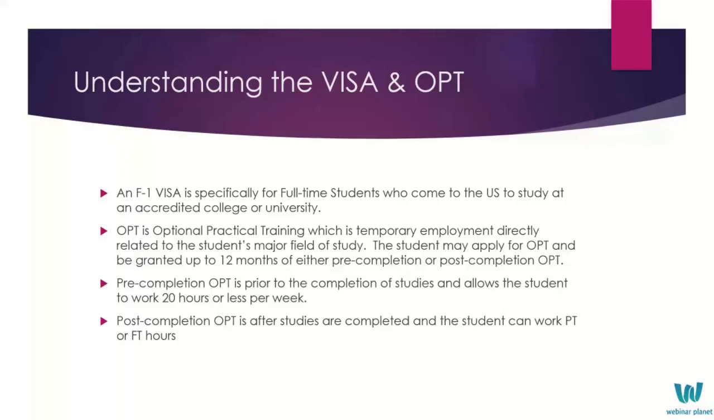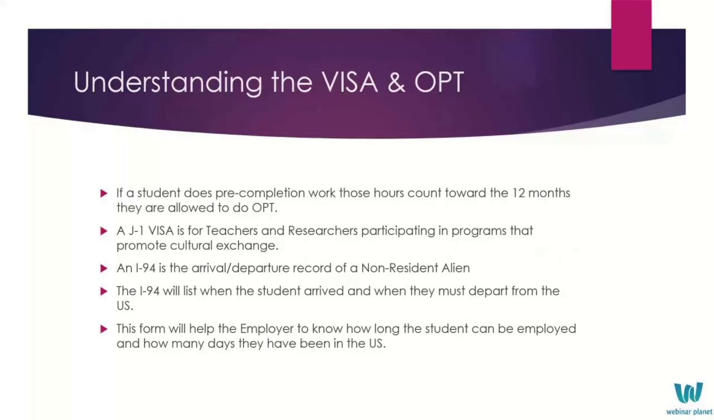But the OPT is important because it does come into play when you're looking at their tax and how they're supposed to be treated. So the next thing is, if the student does pre-completion work, then those hours count towards the 12 months that they're allowed to do the OPT. So it's kind of all included in their length of stay that they can be here. But if they do it post-completion, it actually gives them an additional 12 months that they can remain in the US to do that OPT.